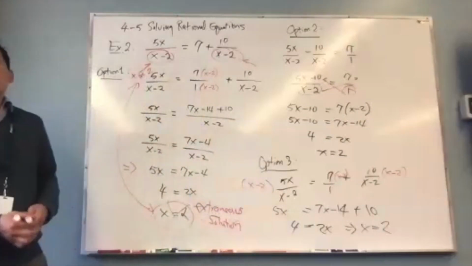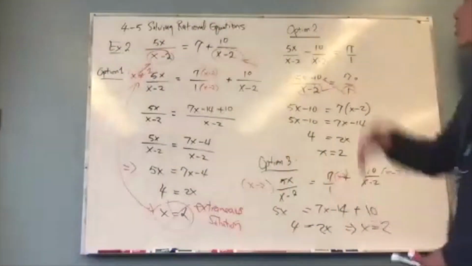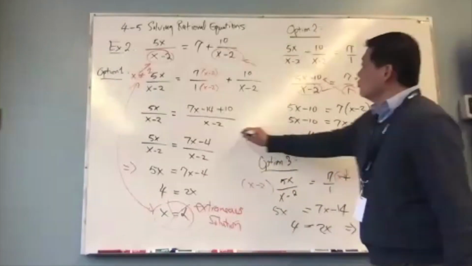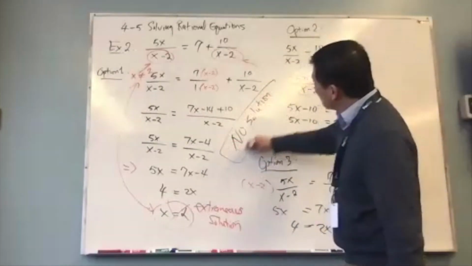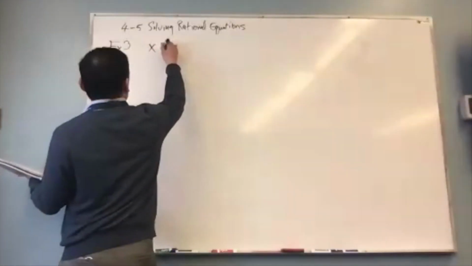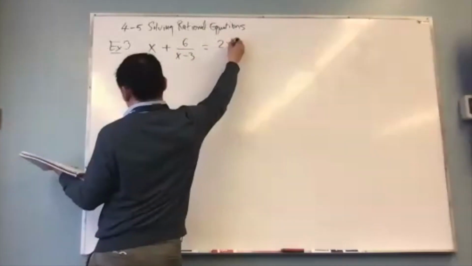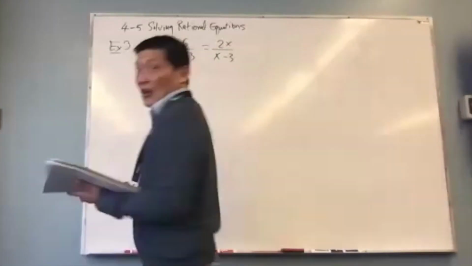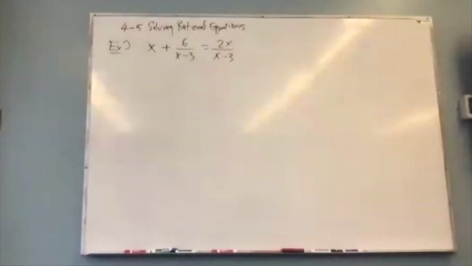Now, if this is the only answer, and the only answer is the extraneous solution, that means this equation has no solution. That's your answer. Next: plus 6 over x minus 3 equal to 2x over x minus 3. Now, hey, you know how to do this, because we just did one similar to this. Let's go down the speed.